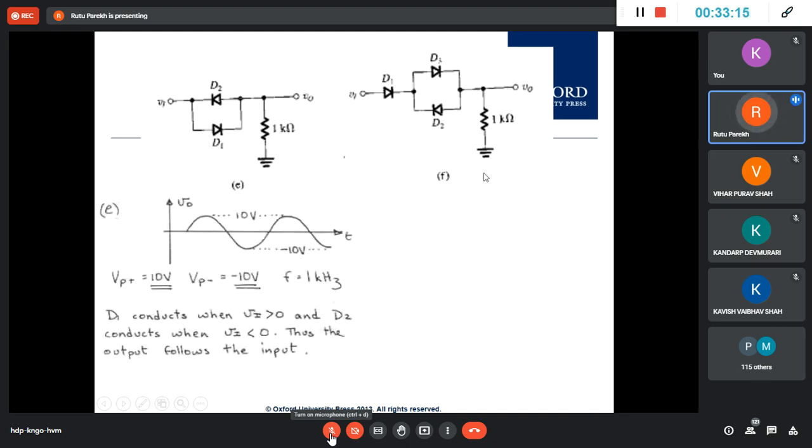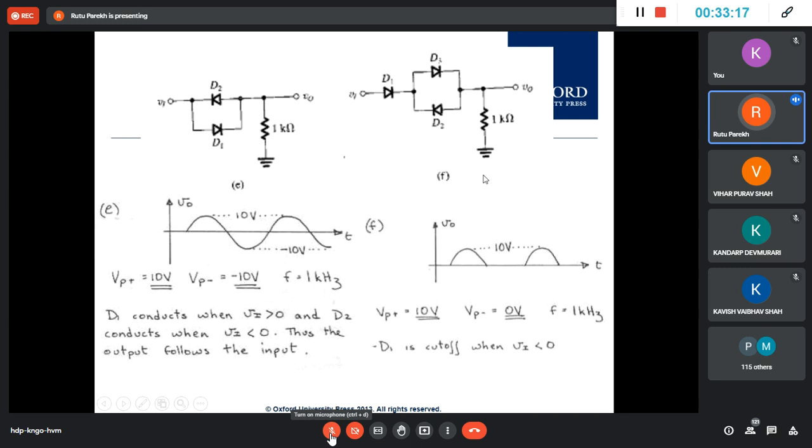And the frequency will remain the same. The frequency does not change. Okay? So the diode will not change the frequency. So here this whole sine wave was passing. Your peak values were this way and this. Here your negative peak was 0 volt, as you can understand, 10 volt, and this is your frequency.